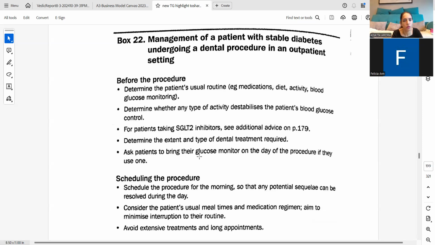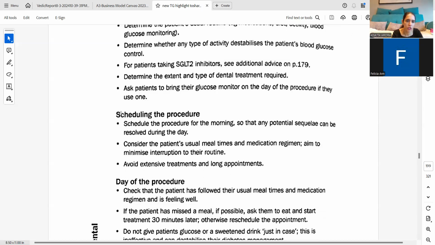Ask patients to bring their glucose monitor on the day of procedure if they use one. Then we have the scheduling of the procedure. Schedule the procedure for the morning so that any potential sequelae can be resolved during the day.